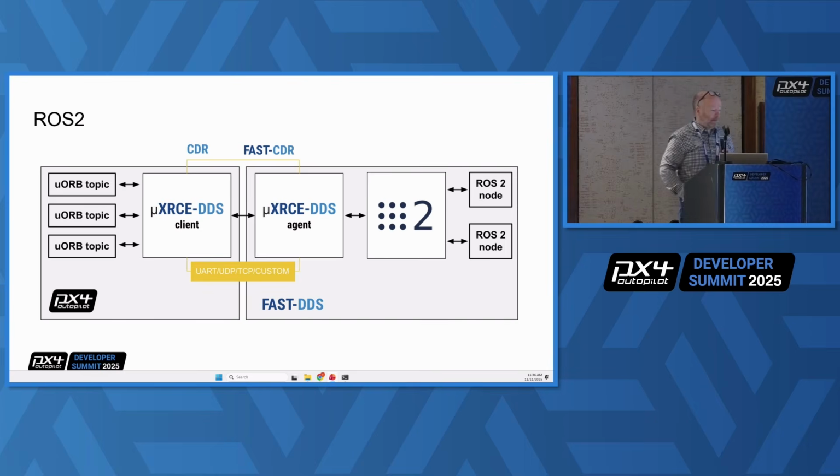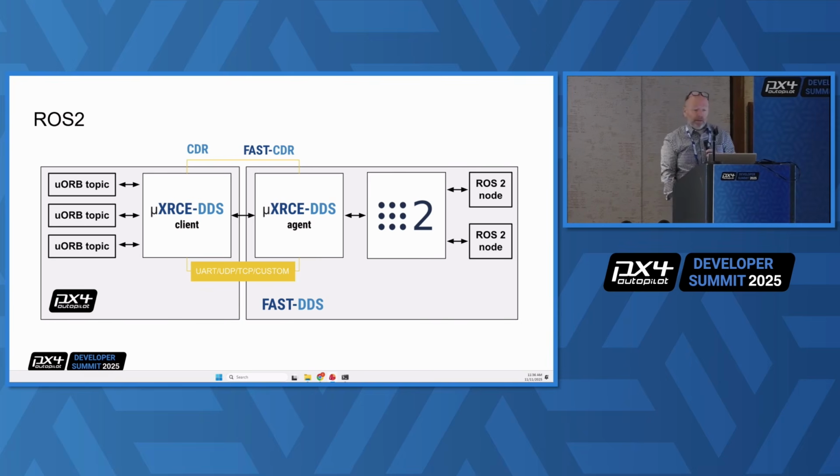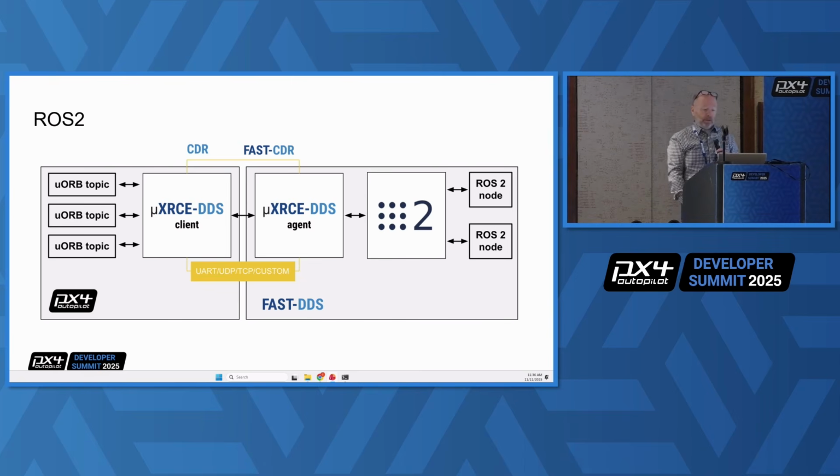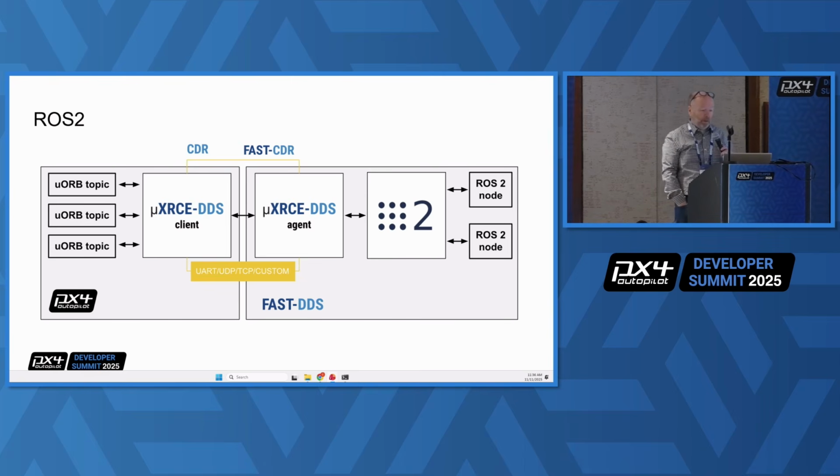Okay, we've seen this diagram a few times today. So it's the communication between ROS2 and PX4 using the middleware, which is the micro XRCE-DDS protocol. So the middleware kind of exposes the PX4 micro-ORB messages as ROS2 messages and allows kind of direct communication between PX4 from ROS to the workflows and the nodes.